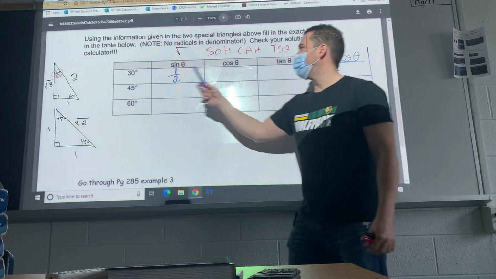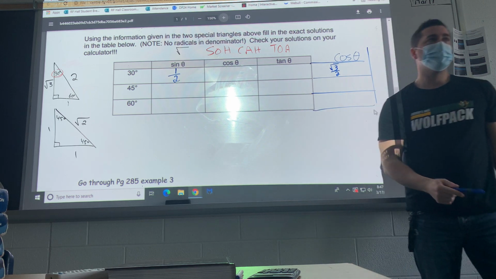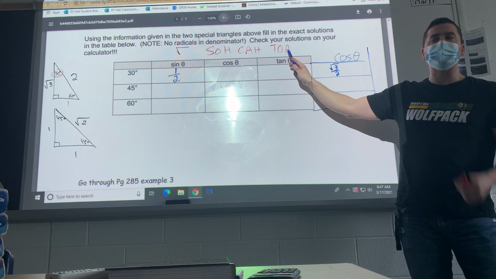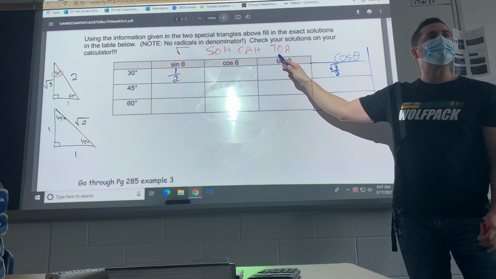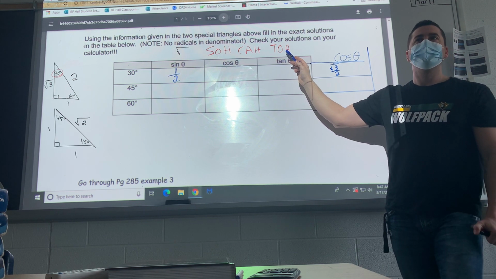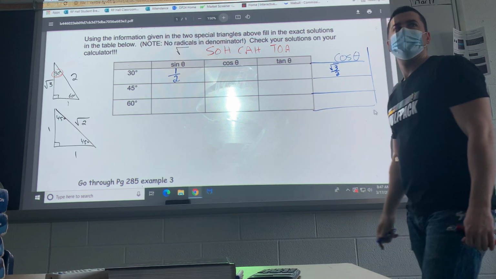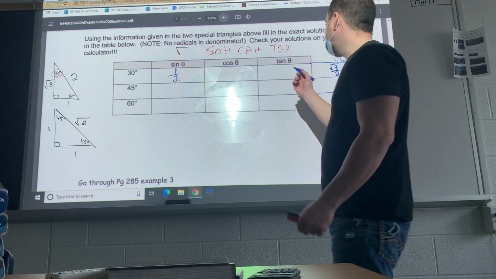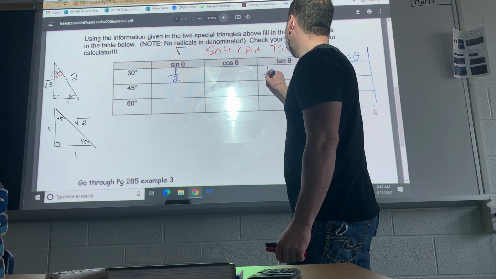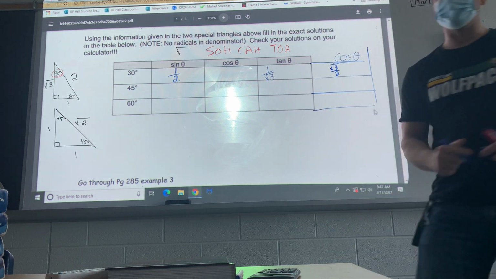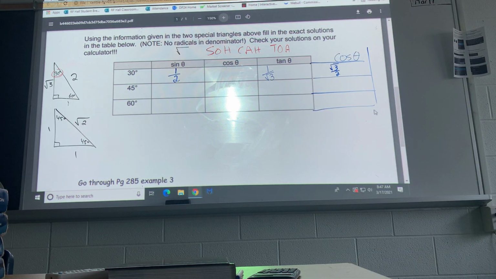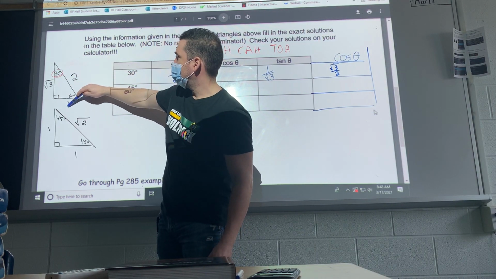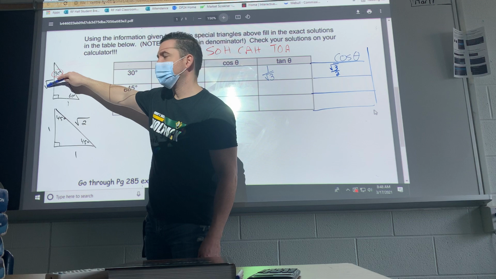Okay, and the last one for 30 is tan. So tan is our opposite over adjacent. Okay, so what's our opposite side of 30 and what's our adjacent again? 1 and root 3. Okay, so we're gonna put a different answer for this one. So 1 over root 3 is the opposite over adjacent. So tan 30 is opposite, which is 1, over adjacent, which is root 3.